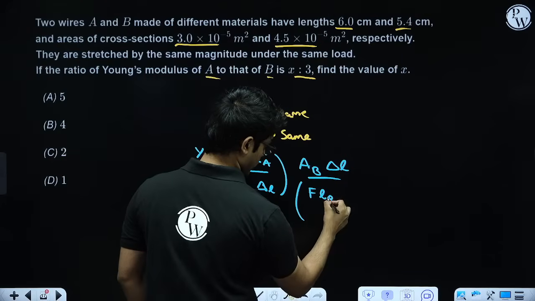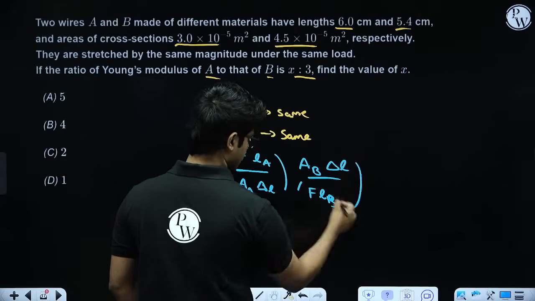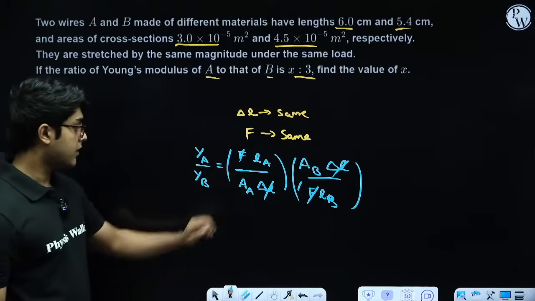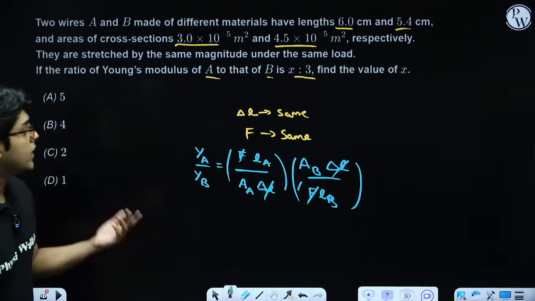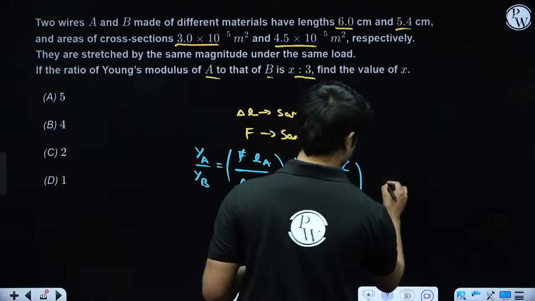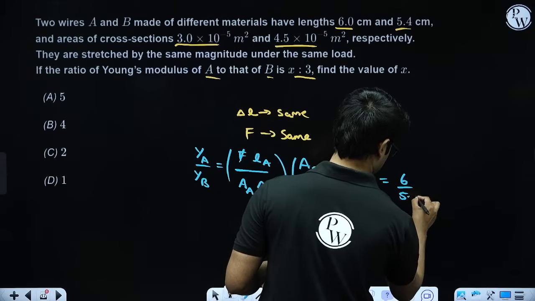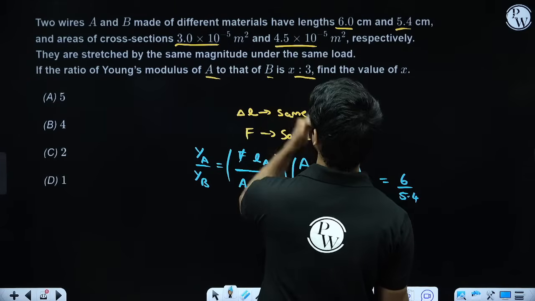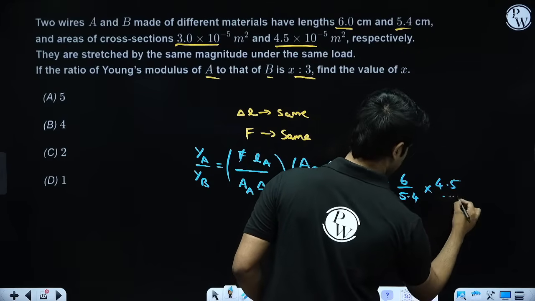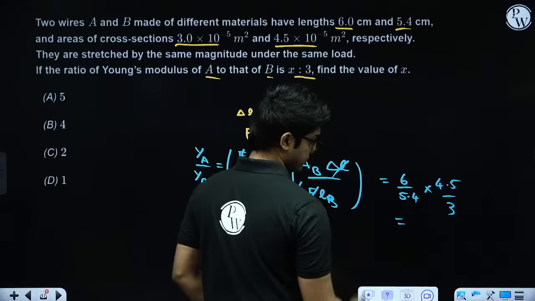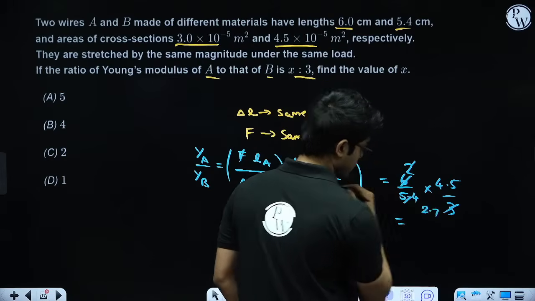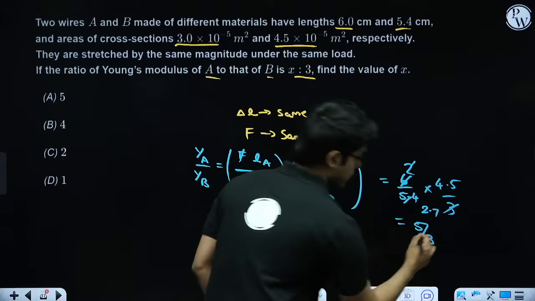Okay, so yeah, so this is it. So the F and delta L ones are the same. So LA divided by AA times AB divided by LB. So that is it. LA by LB, so the length ratio, LA by LB is 6 divided by 5.4, and AB divided by AA, that is 4.5 divided by 3. So this would become 2 and this 2.7. So this should be 5 divided by 3. Okay.